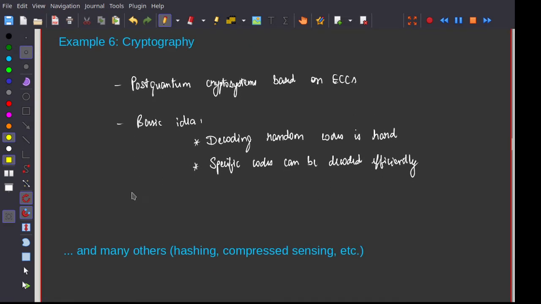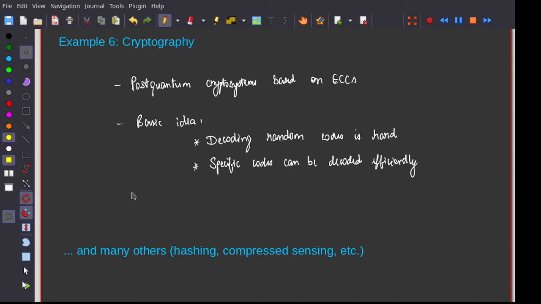Now, there are many other applications. Maybe I don't want to spend too much time going over all of these. In recent years, there has been a search for good cryptographic schemes which are resilient to quantum attacks. Right now, there's a huge amount of development in designing quantum computers, and many of the classical crypto systems like RSA could potentially be vulnerable to quantum attacks.